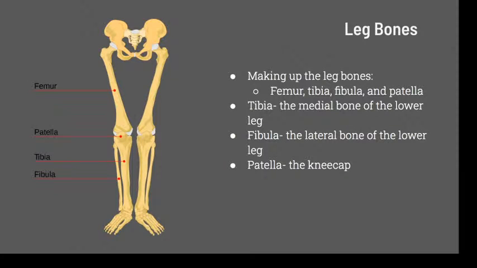Now moving on to the leg bones. We have the leg bones, and they are made up of femur, tibia, fibula, and patella. The femur is the longest and the strongest bone in the body because it supports much of the body's standing weight. The proximal end of the femur is characterized by a large round head that projects into the acetabulum to form a ball and socket joint of the pelvic girdle.